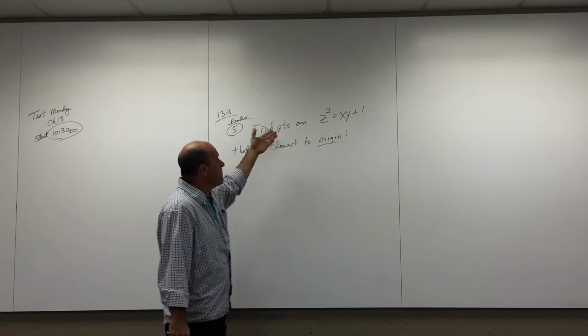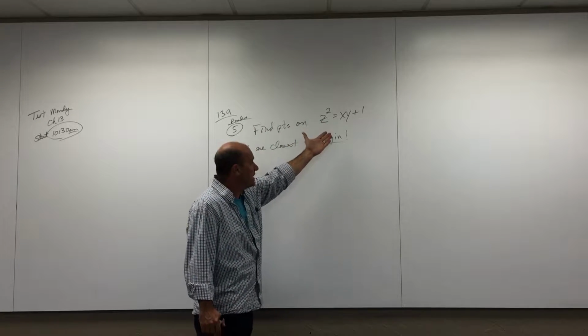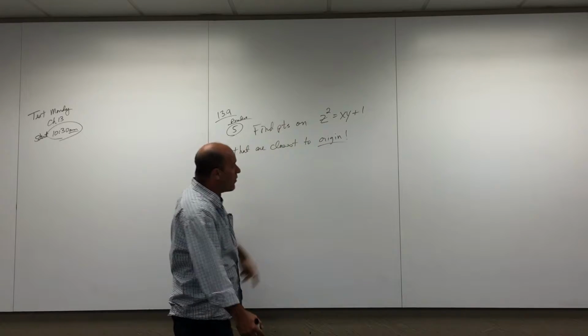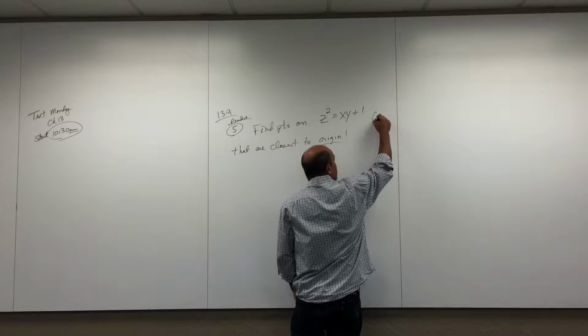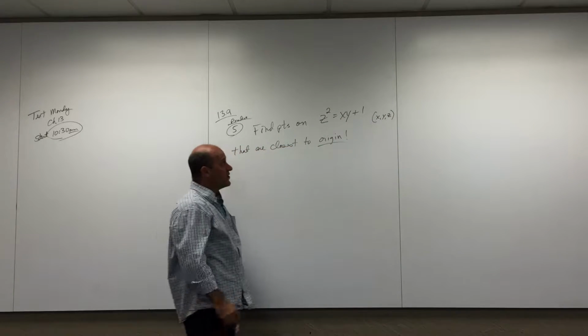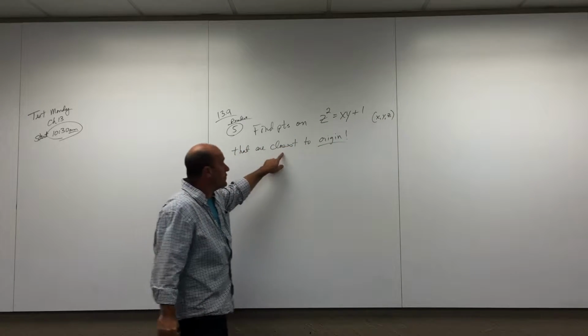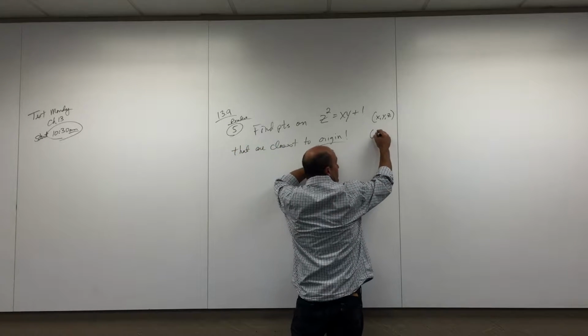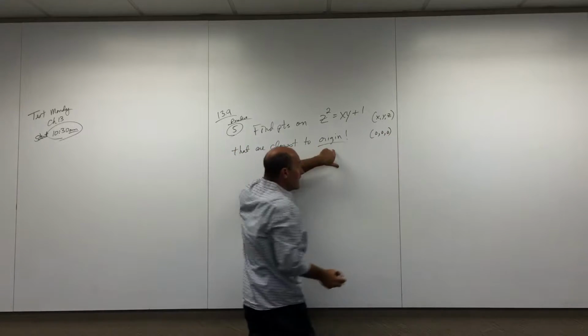I'm supposed to find some point on this surface. You know what I'm going to call that point on that surface? I'm going to call it x, y, z. So I'm supposed to find some point on that surface that's closest to the origin. The origin, of course, is 0, 0, 0.